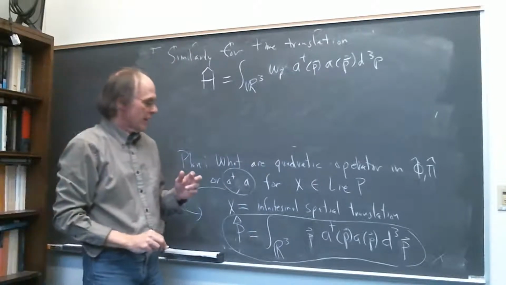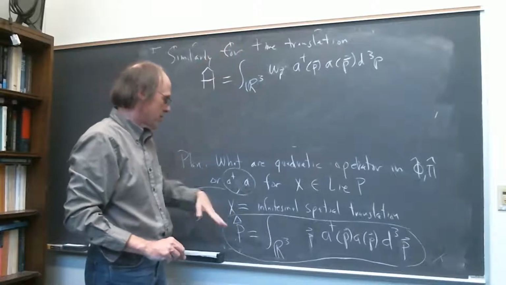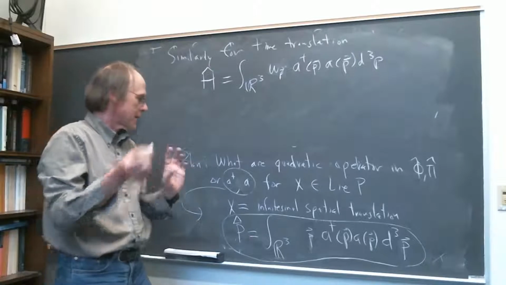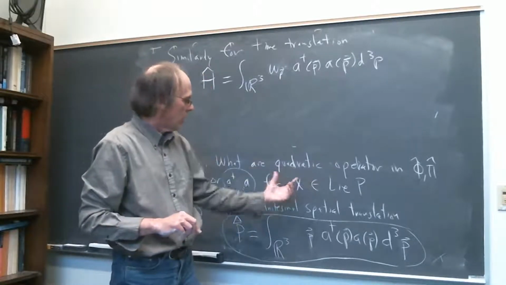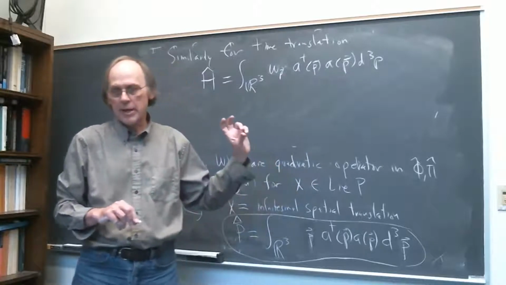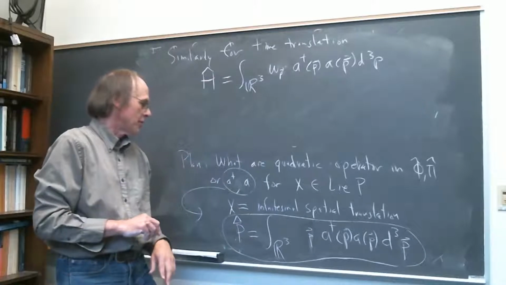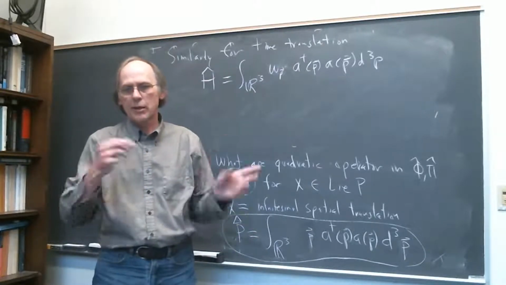Anyway, what I wanted to do next is to get to cases where things are not going to be diagonal in this P representation, and then you have to do more work to figure out what the quadratic operators are. But I think let me leave that for next time.